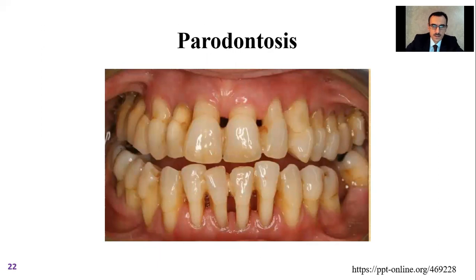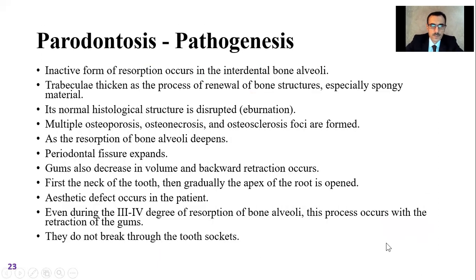Here we see the gross description of parodontosis. The pathogenesis of parodontosis: first, an inactive form of resorption occurs in the interdental bone alveoli. The trabeculae thicken as the process of renewal of bone structures, especially spongy material. Its normal histological structure is disrupted. Multiple osteoporosis, osteonecrosis, and osteosclerosis foci form.